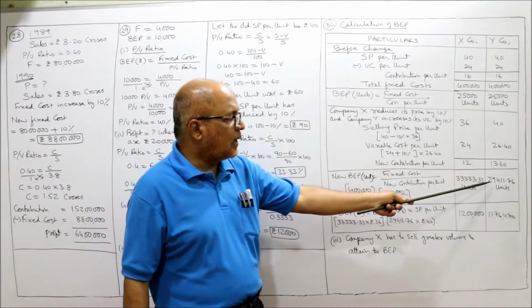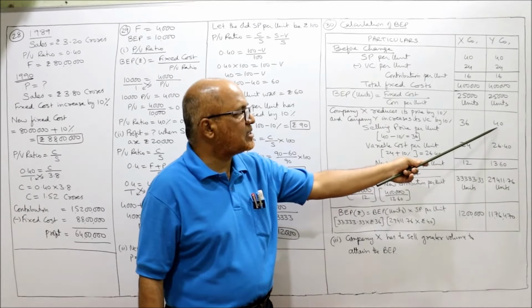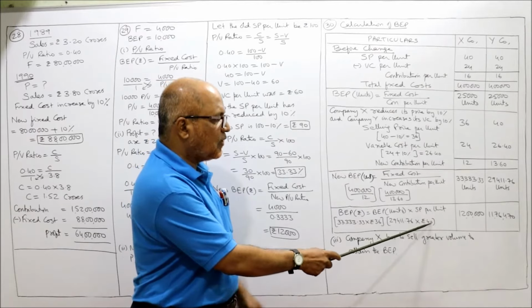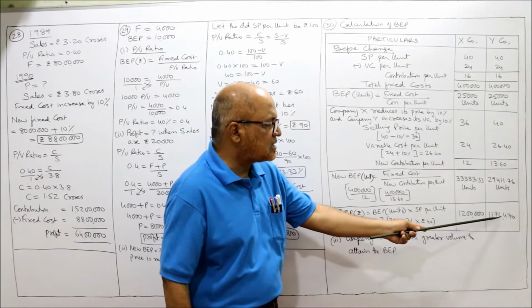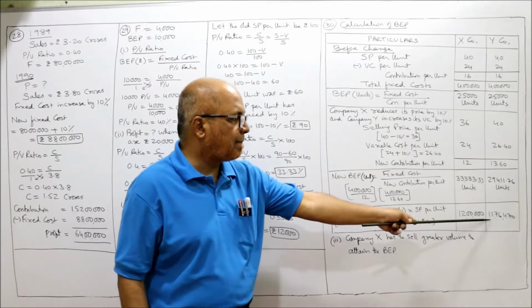How many units? 29,411.76 into what is the selling price? 40. So here 29,411.76 into 40, you will get 11,76,470 rupees. This is the BEP in rupees for company Y.